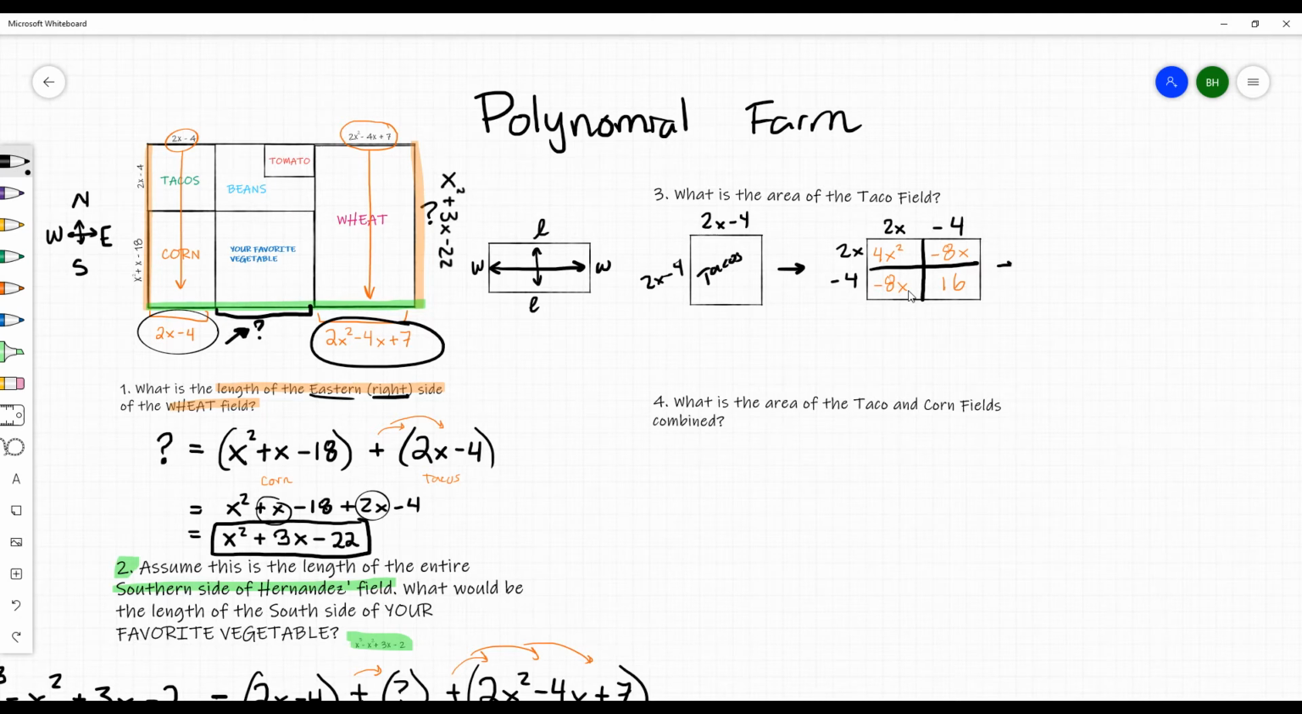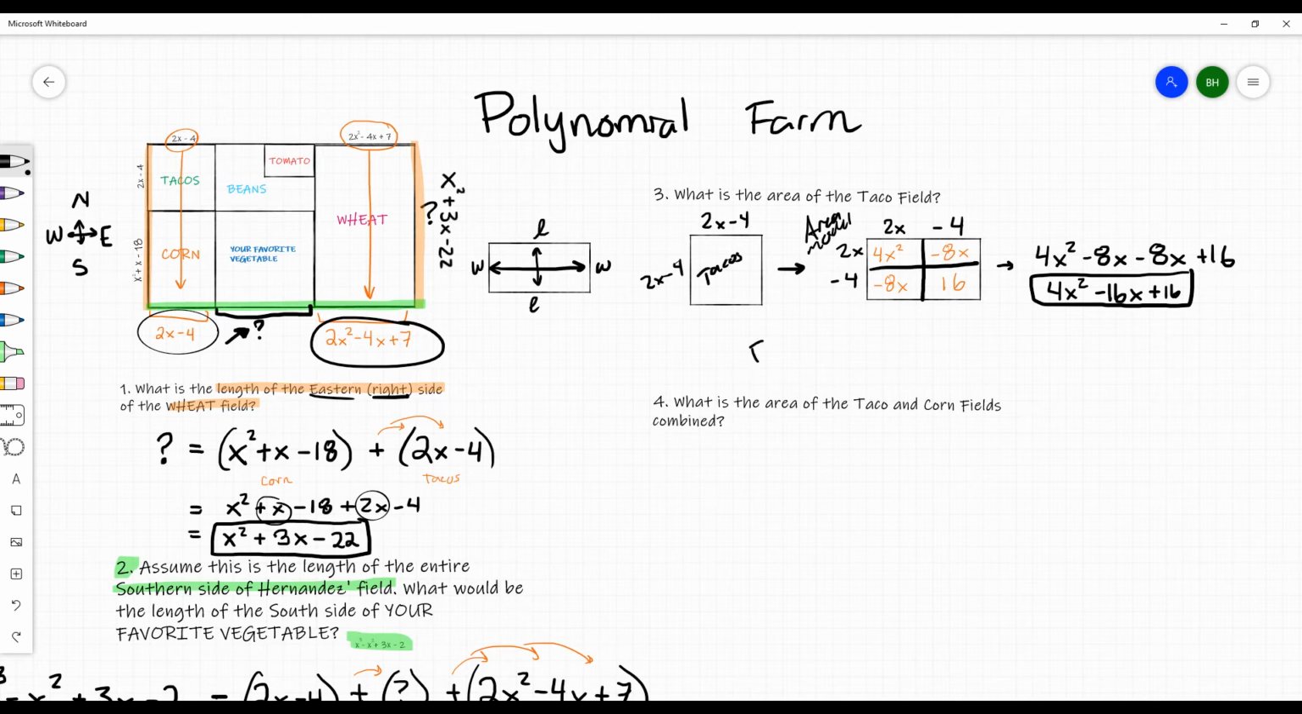And to rewrite this answer, you just rewrite all of the components. 4x squared minus 8x minus 8x plus 16. And then you can simplify it to 4x squared minus 16x plus 16. And then we'll be good to go. Okay, so that's one way you could do it. This is known as the area model. And this helps out some students visualize what's going on.